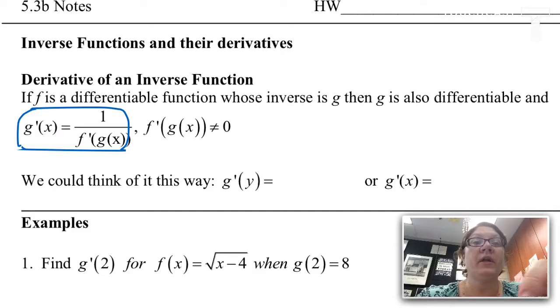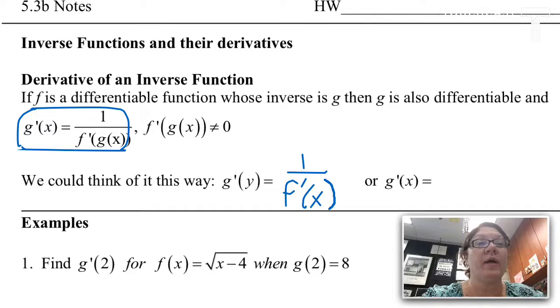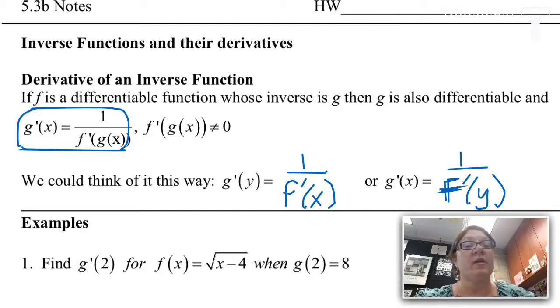So there's the formal definition. Another way we can think of this is g prime of y would be 1 over f prime of x. It'll be the slope at x. Remember, these are switched. Or the slope at x is 1 over the slope for f of y. Now, I'm going to summarize this in a bit of a different way for you.